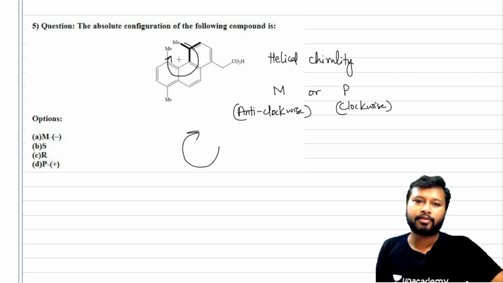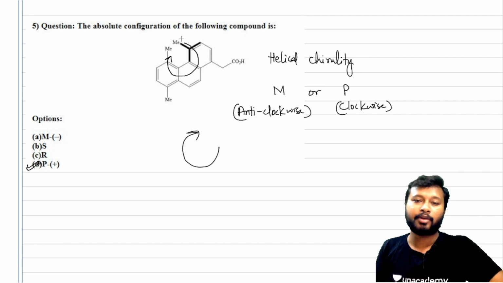Because it is a clockwise rotation, its configuration should be P plus. That's how we assign the configuration for helical molecules. It is as simple as that. Previously CSIR has asked questions on this once or twice, and if they ask this type of question, they will ask it as a 2 marker. You should be careful with M and P nomenclature.